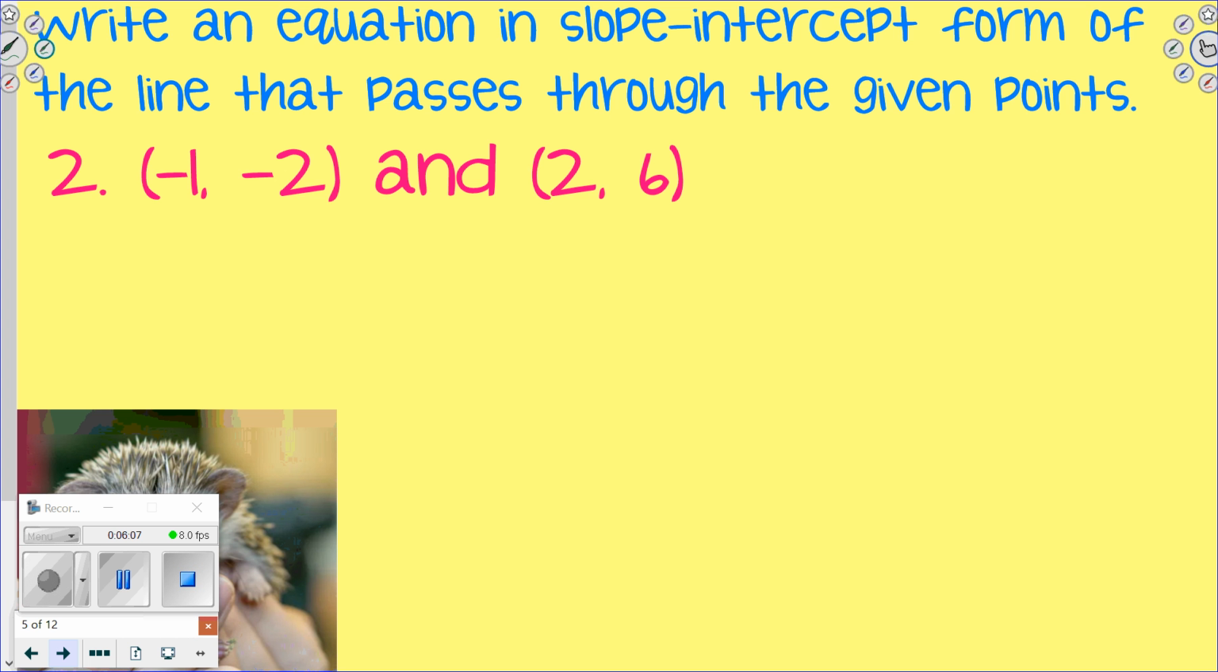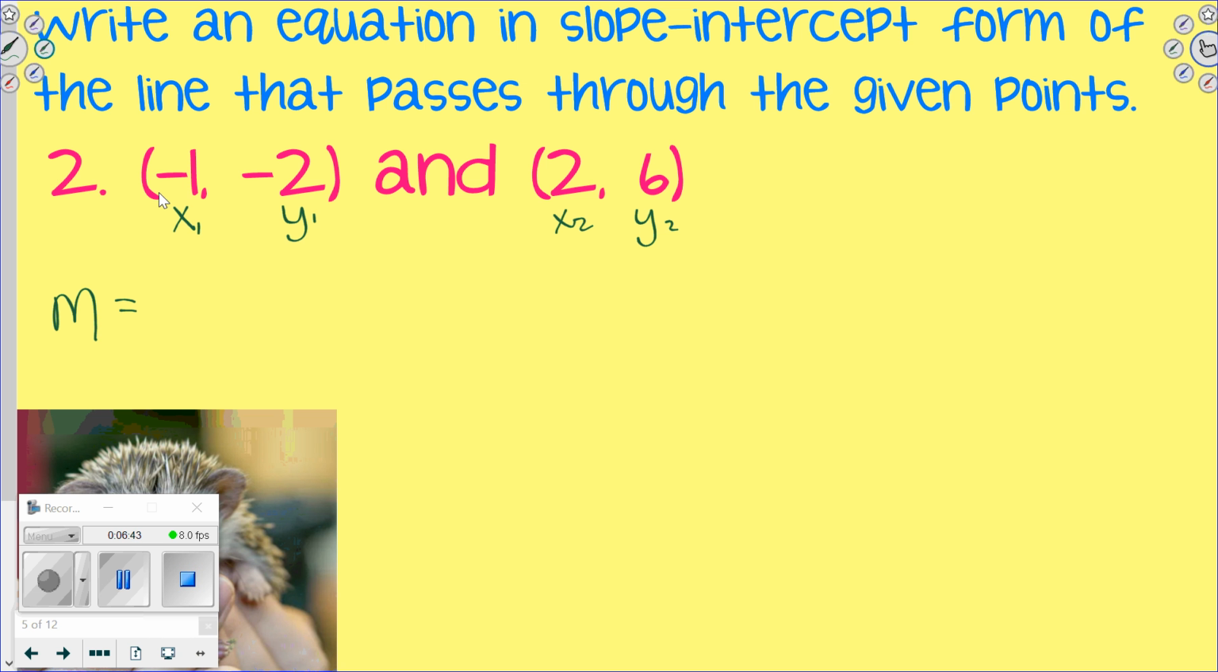All right, let's try another one. So again, write an equation in slope-intercept form. That just means your final answer should be y equals. That's all that means. That passes through the given points. So anytime I see 2 points, what's the only thing I can do with 2 points? I can, well, besides plot them, I can find the slope. The only thing I can do with these is find the slope. So x1, y1, x2, y2. So let's find our slope.